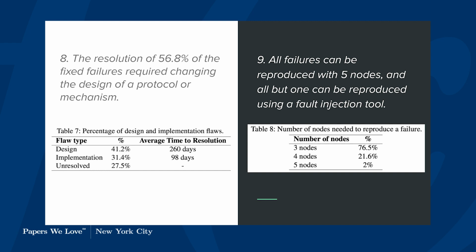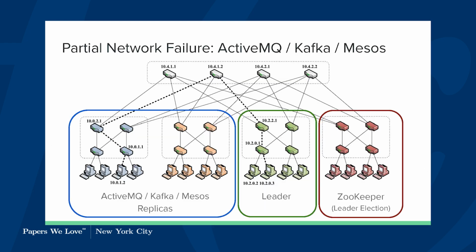All failures can be reproduced within 5 nodes, and all but one can be reproduced using a fault injection tool, such as Neat. So 3 nodes, again, you can see that over 3/4 of the issues you can reproduce with 3 nodes, and all the issues can be reproduced with 5. All right, coming back to this.